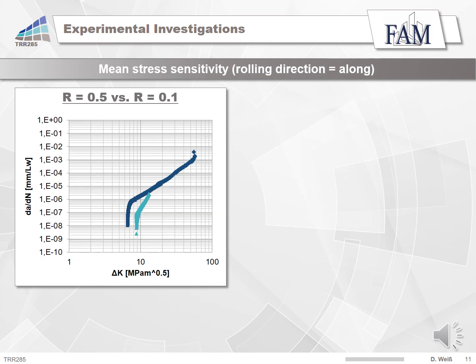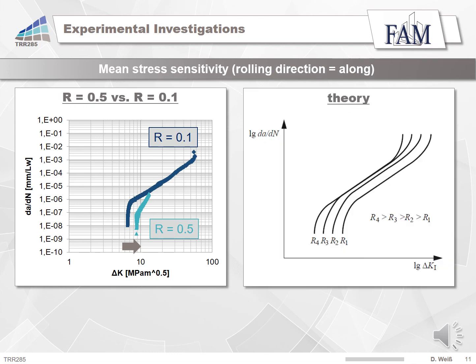Further tests were carried out with an R ratio of 0.5, which is presented on this slide. To emphasize the influence of the R ratio on the crack propagation curve, the R ratio of 0.5 is compared to the R ratio 0.1. You can see that the curve with the higher R ratio shifts to the right. On the right side, you can see the general expected influence of the R ratio on the crack propagation curve, according to the literature for ductile materials.